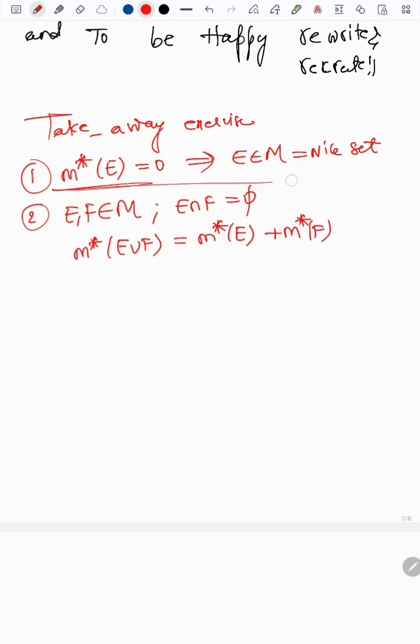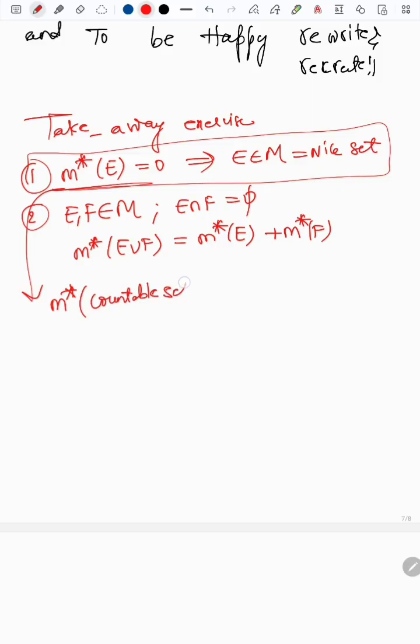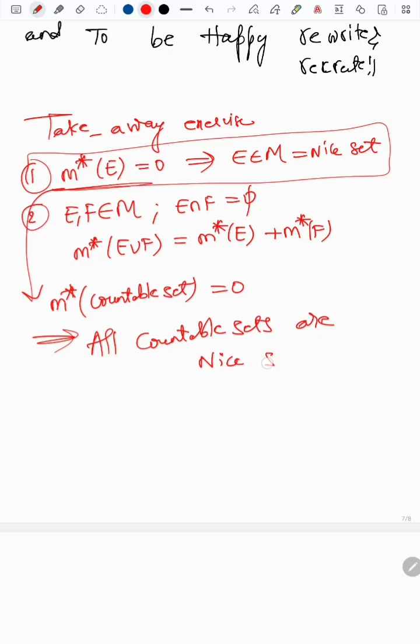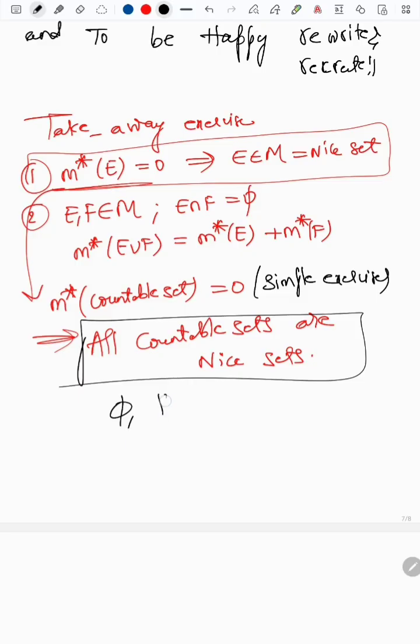This bigger result will imply this also. We can say that m star of a countable set is equal to 0. This implies all countable sets are nice sets. So this is also a simple exercise. Here we are understanding the idea of nice sets. All countable sets are nice sets. The empty set is a nice set. R is a nice set.